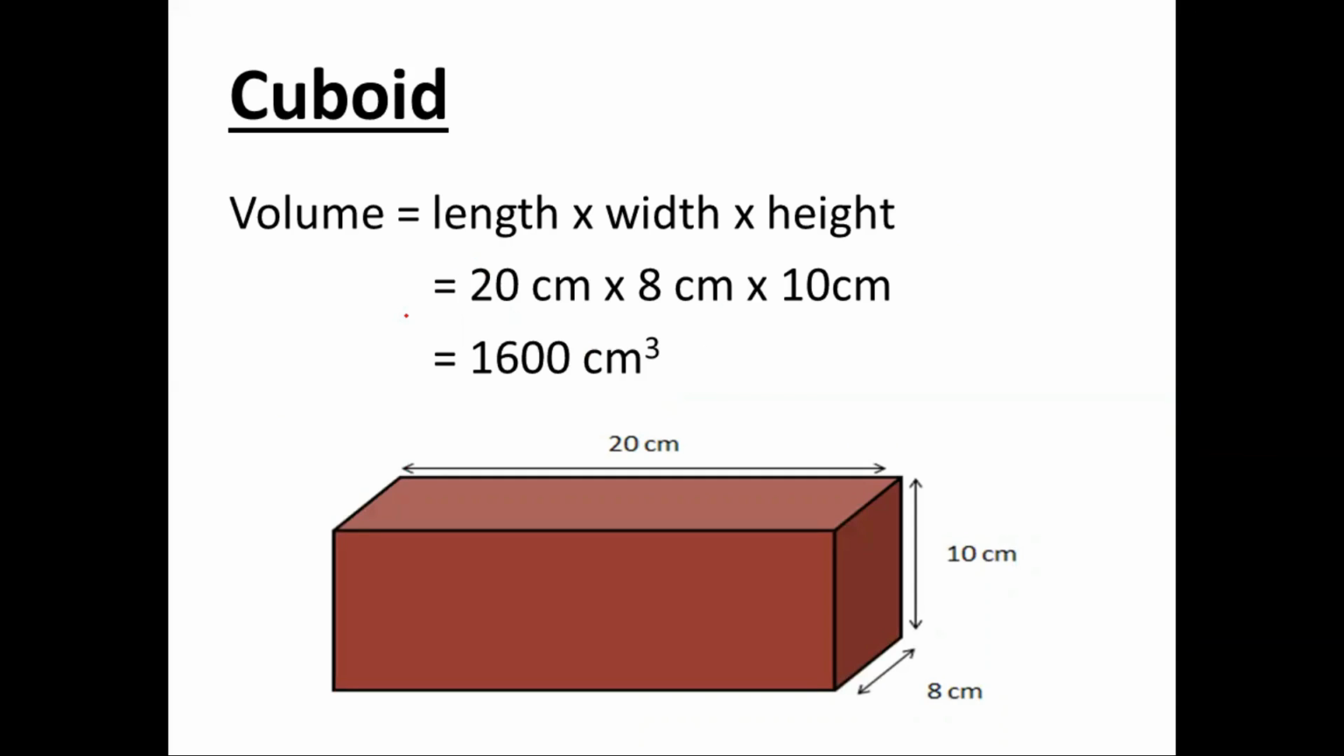Let's find out the volume for cuboid. To get the volume for a cuboid, we have to multiply length, width and height of the cuboid. So here it's given as 20 centimeter, that is the length, and the width is here, that is 8 centimeter, and height, that is 10. So when we multiply them together, we get 1600 cubic centimeter. That is a volume for cuboid.